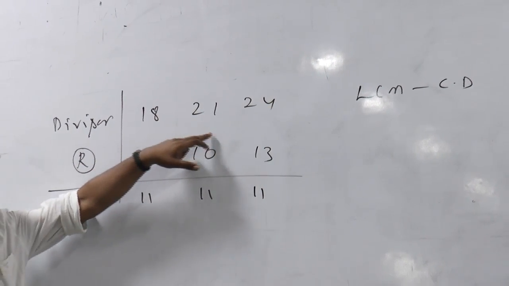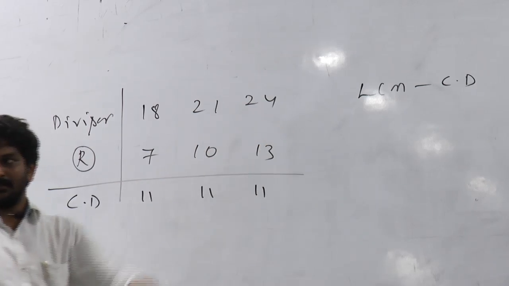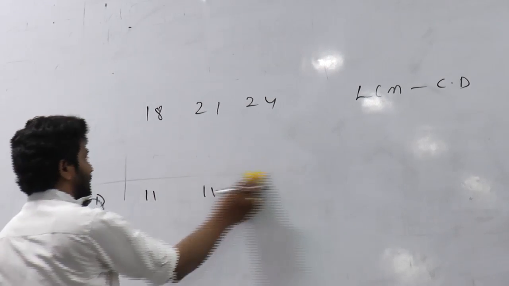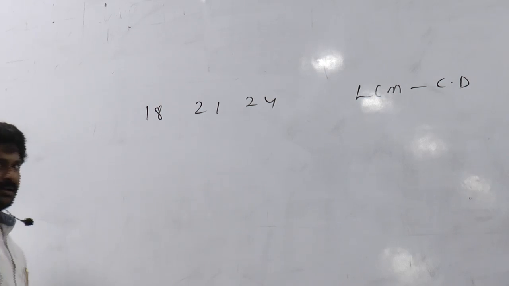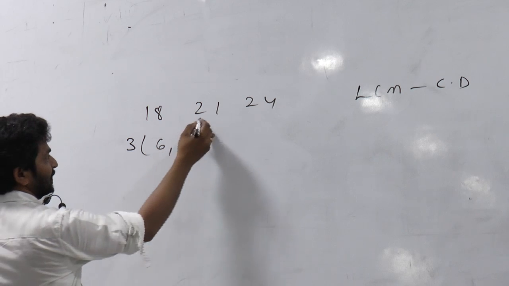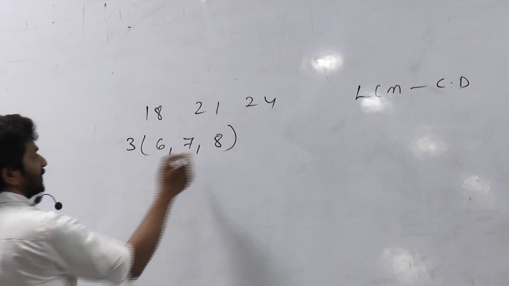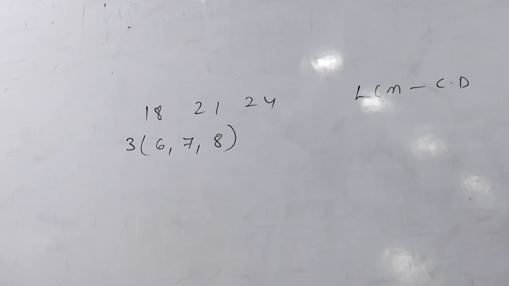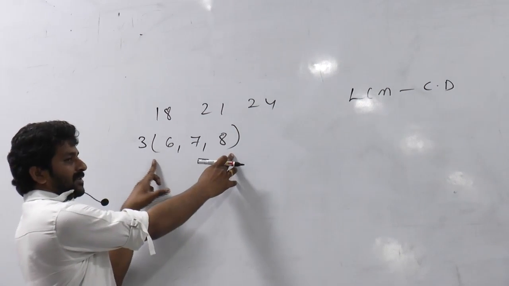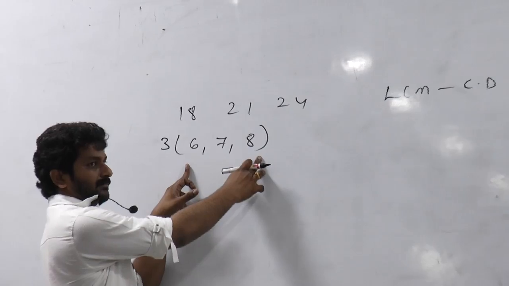LCM of the given numbers. Look at these numbers. Did you observe something? All are multiples of 3. So I don't want to use two-digit numbers here, I want to simplify it. Let's take 3 common, that is 6, 7, 8. If you calculate the LCM of these numbers and multiply it with 3, you will get your LCM.